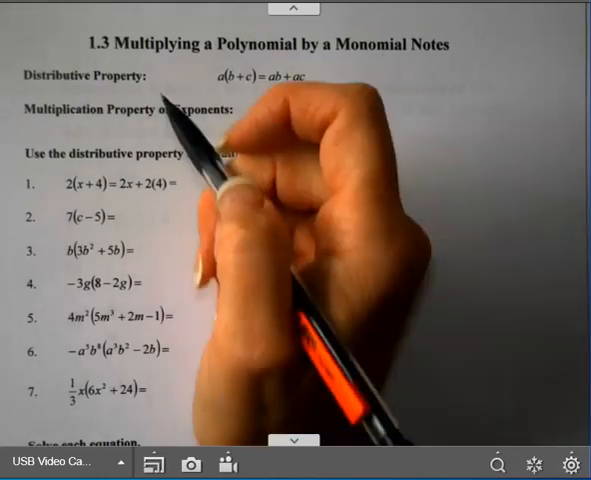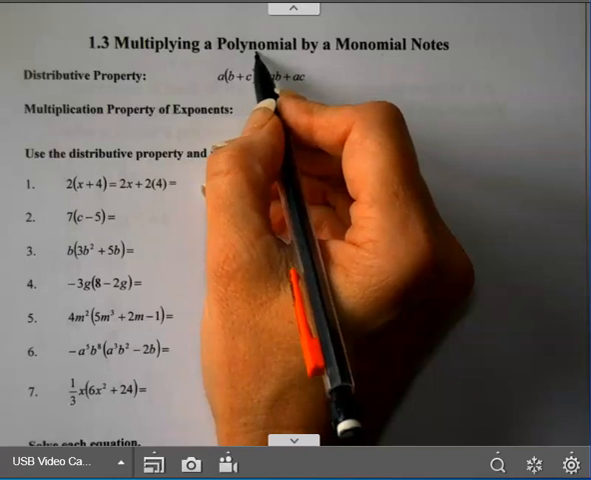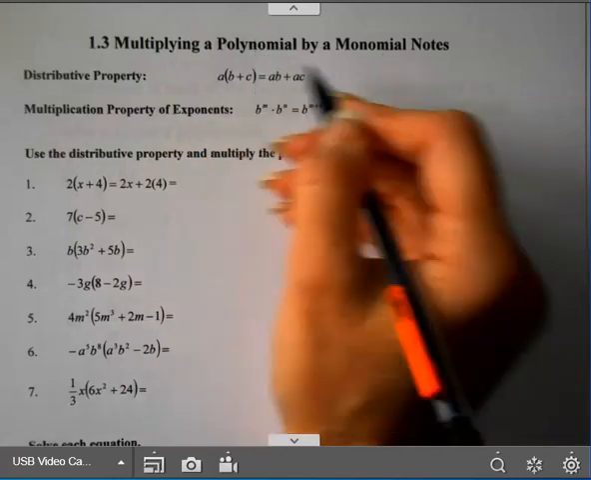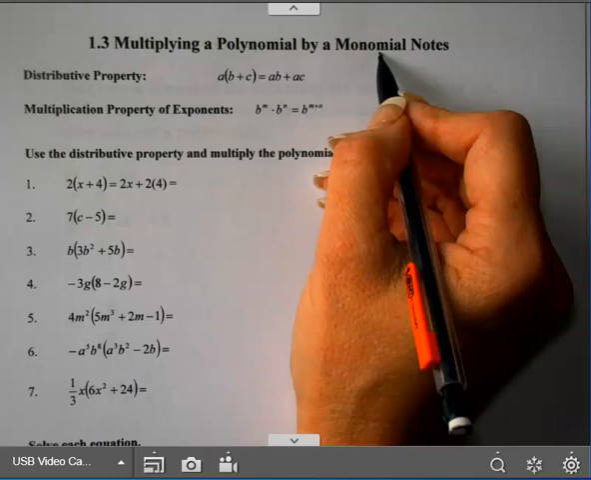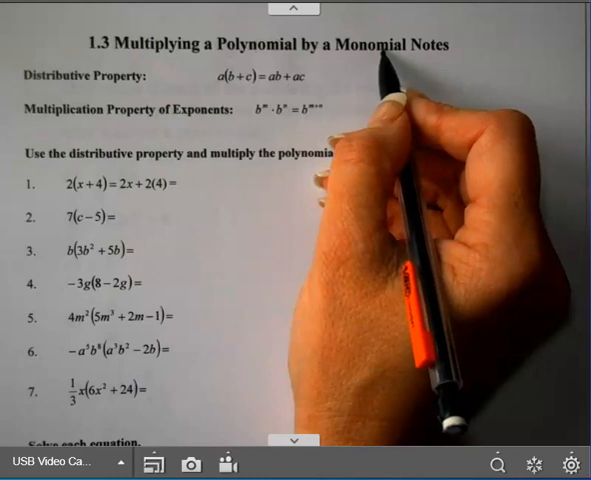We're going to multiply polynomials, which are many terms. Terms are separated by plus and minus signs, by a monomial, which is one term. Again, terms are separated by plus and minus. So a monomial may have several letters and exponents, but as long as you don't have a plus or minus between them, you have one term.